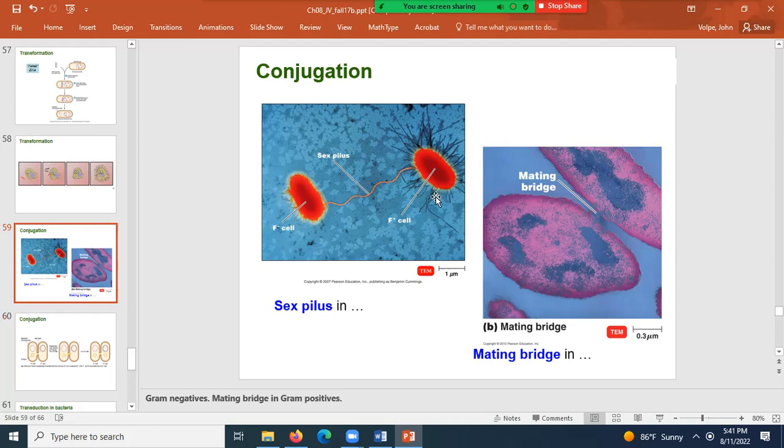The F plus cell is a little longer. It's a little rounder. The F plus cell has a sex pilus, and we already mentioned the sex pilus is encoded by the genes on the F plasmid. And then this cell is a little bit more hairy, meaning you have the structure coming out of it. And the F minus cell is more round and less hairy.